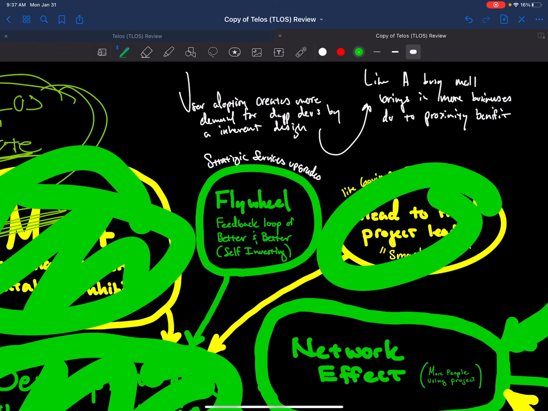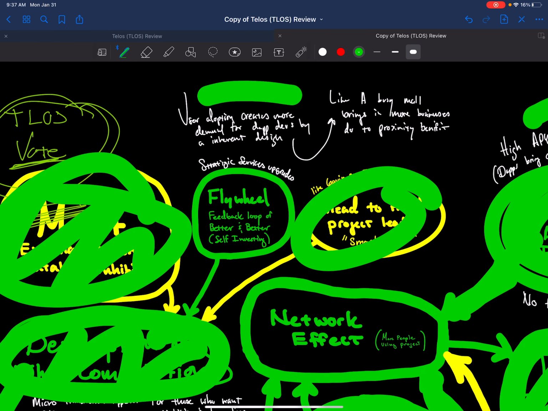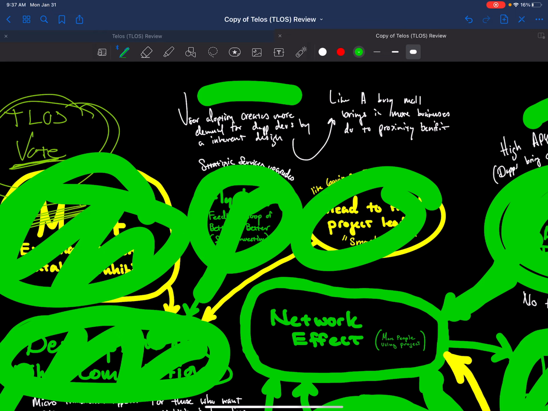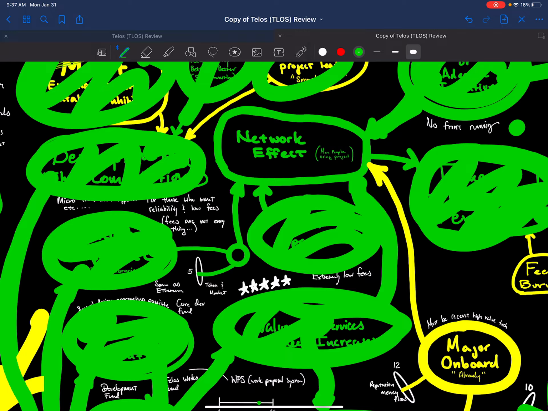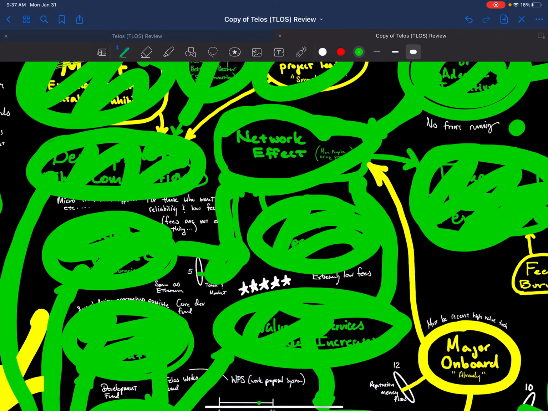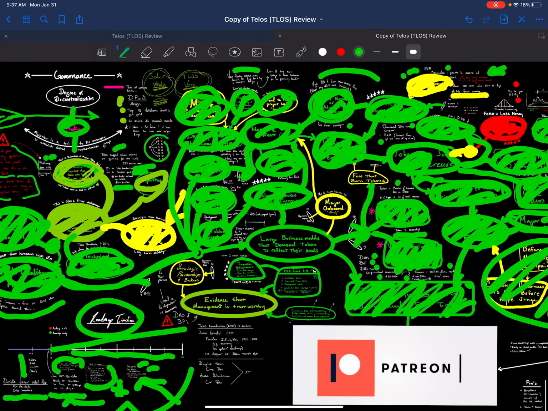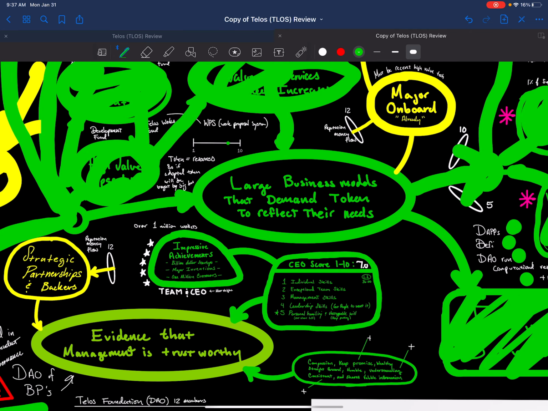So as far as flywheel, there is a built-in flywheel mechanism. When applications are successful, it brings in more applications, bringing more users. So if they get that momentum, they will have a flywheel effect based on the inherent design of this blockchain. Network effect is something that I think will happen in the future.